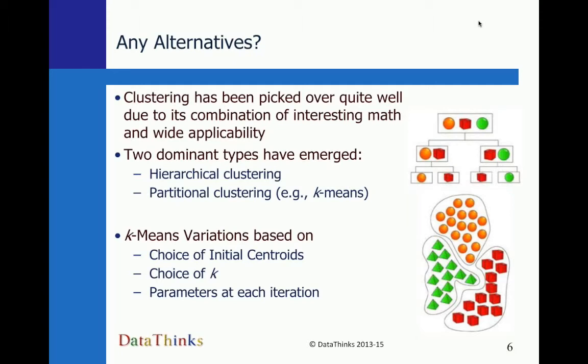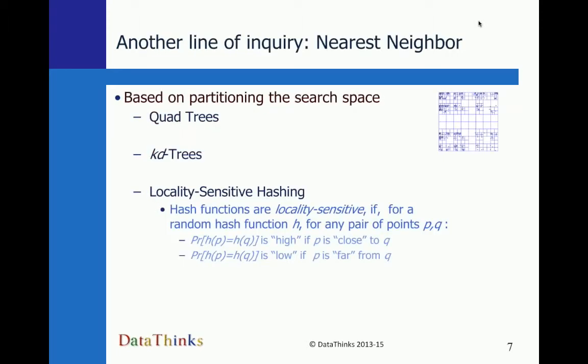So what are some of the alternatives? Clustering has been picked over quite well due to the combination of interesting math and wide applicability. Two dominant types have emerged: heuristical clustering and partitional clustering, i.e. K-means. And there are various variations on K-means based on the initial centroid, your choice of K, and other parameters for each iteration. That depends on the model you've chosen.